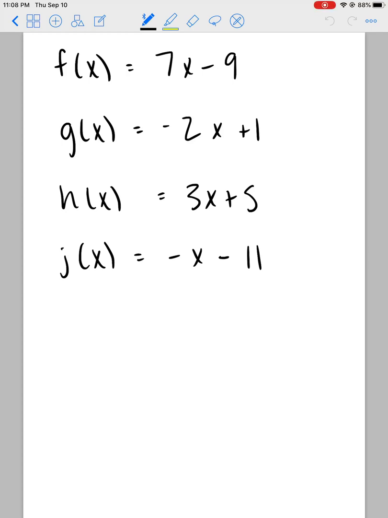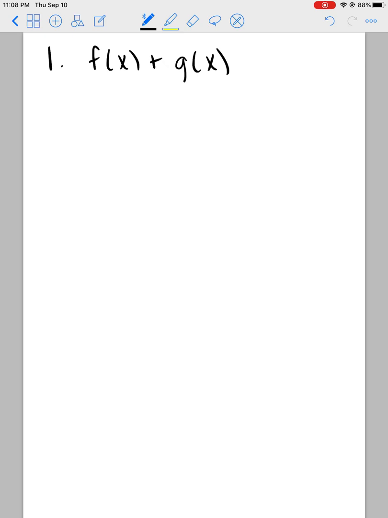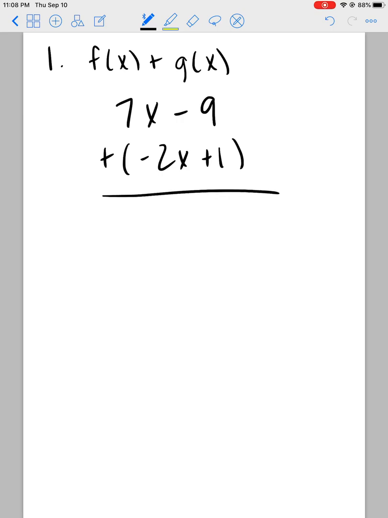In this video, we'll be going over a few examples of combining linear functions. So we have f of x, g of x, h of x, and j of x. So we can do the first one together. We have f of x plus g of x, so 7x minus 9 plus negative 2x plus 1.